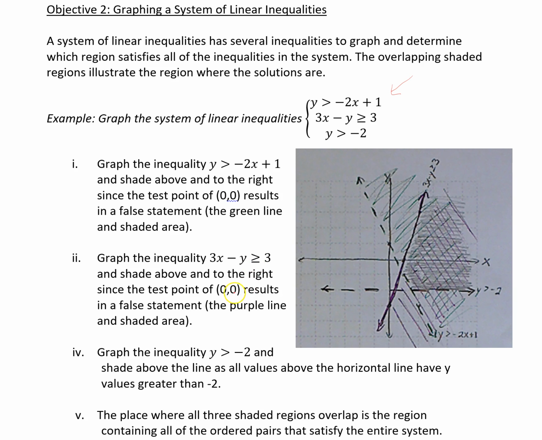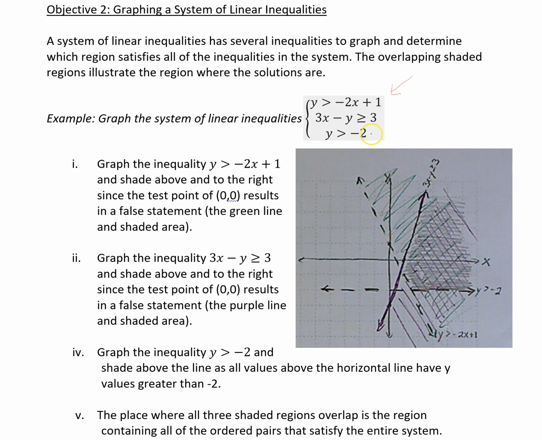I use the test point of 0, 0 as my line does not go through 0, 0, and this is easy arithmetic. When I substitute 0, 0 into the inequality, I get a false statement. So I don't want to shade where 0, 0 is. Instead, I want to shade to the right and below it. Now remember, I'm working with this line 3x minus y is greater than or equal to 3. So that's what I'm shading to the right of, and I did that in purple.